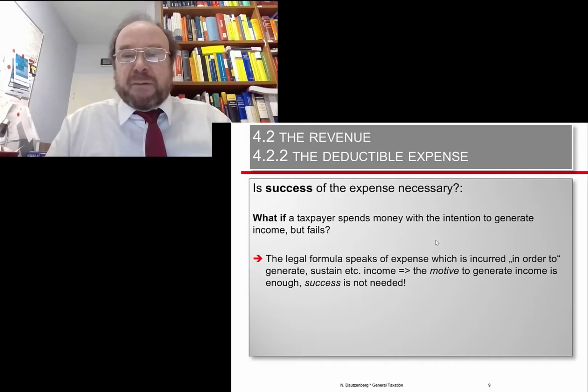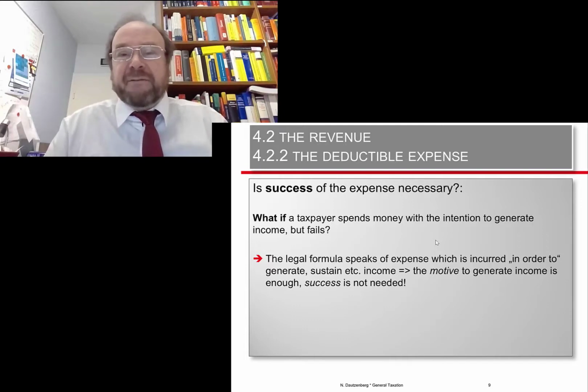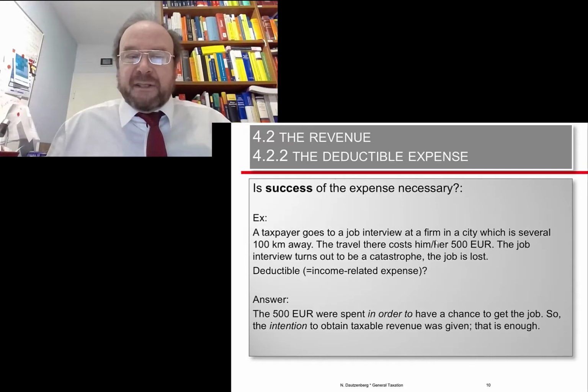Now, what you probably also, at least I hope so, missed when you looked at the definition in paragraph 9 is there is no statement on the success of the expense which was incurred in order to generate taxable revenue. So if you spend money with the intention to generate income but that fails, that is still income-related expense. The idea is the motive behind the expense is sufficient. Success is not needed.